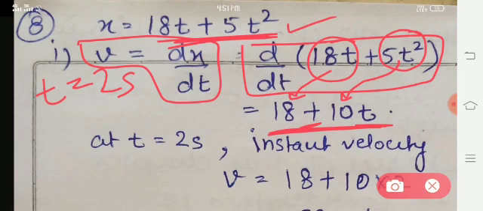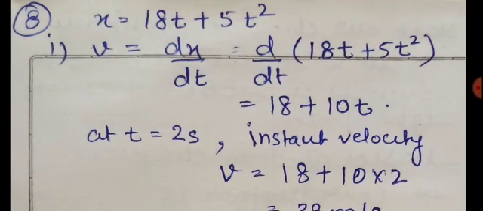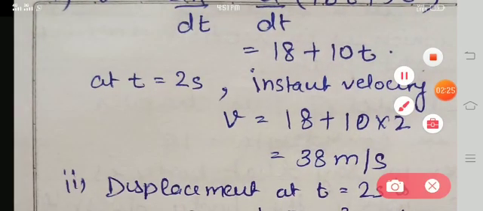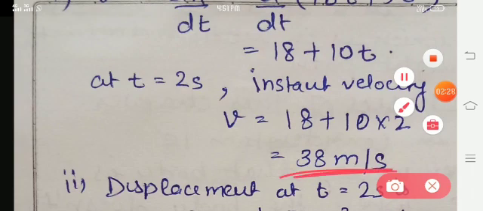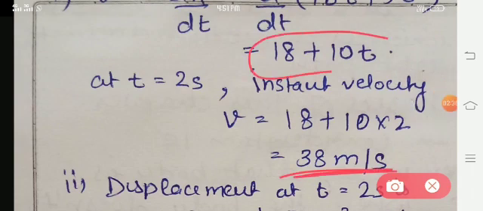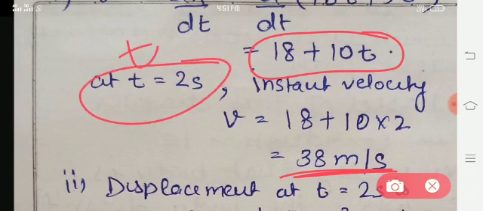Now we have to find the value of this instantaneous velocity at time 2 seconds. So in this equation you put t equal to 2 and you will find the velocity for that instant. That comes out to be 38 meters per second. You simply put the value of t equal to 2 seconds and you will find the value of velocity as 38 meters per second.